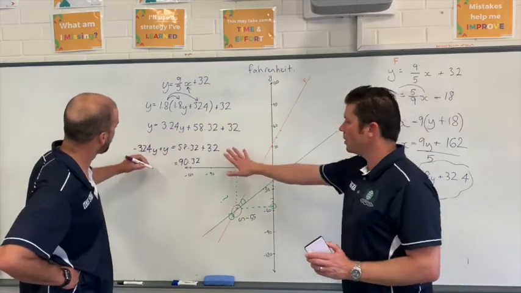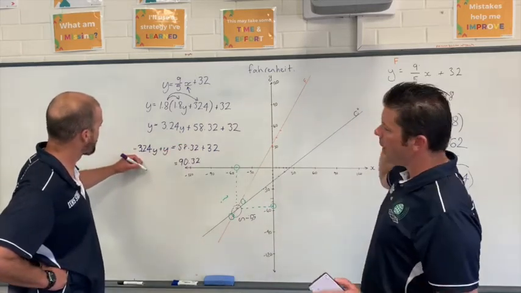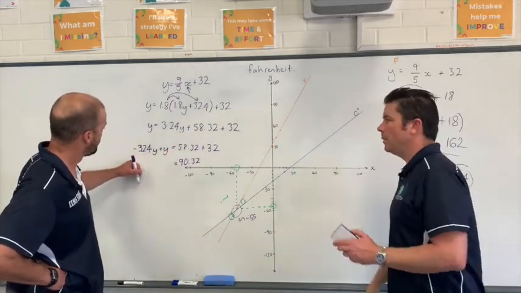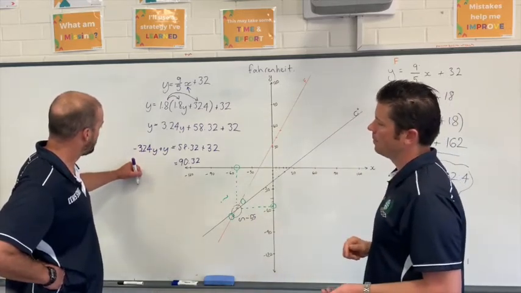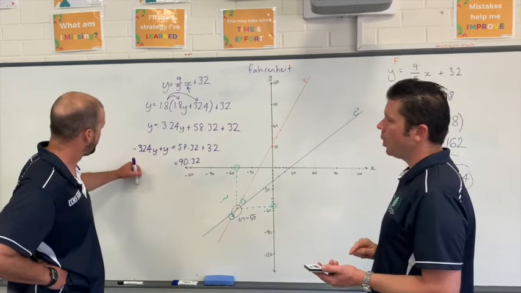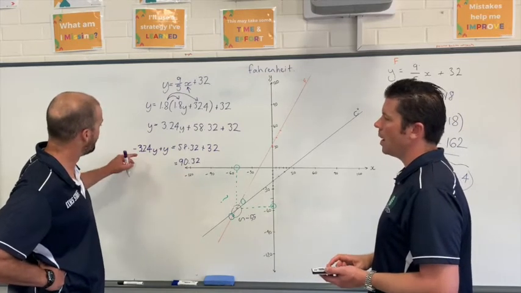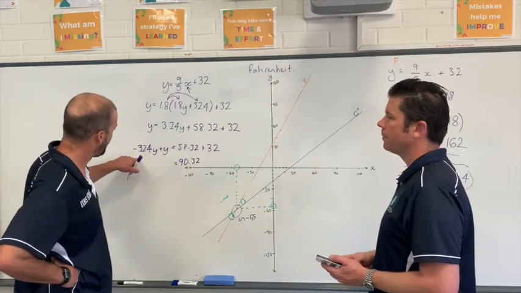90.32. So leave it at 90.32. And then we're at minus 3.24, and we're going to add a y. So what are we going to end up with? Positive, minus 3.24 plus 1 is minus 2.24y.